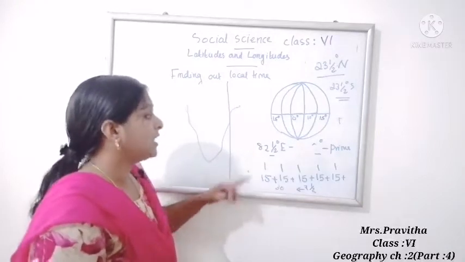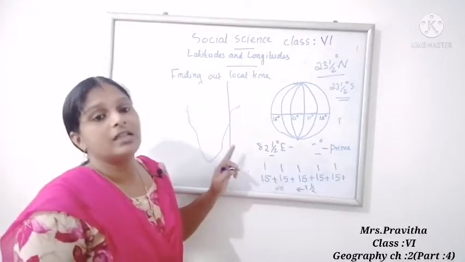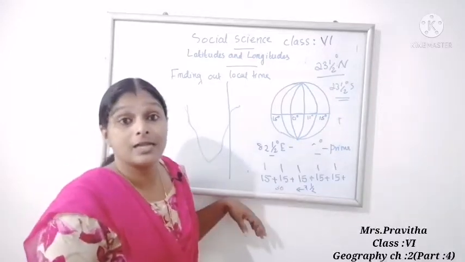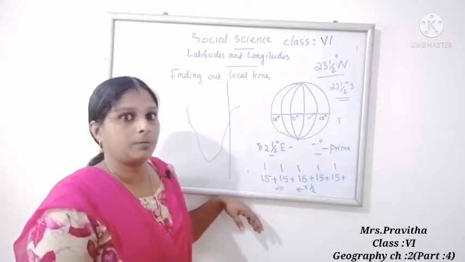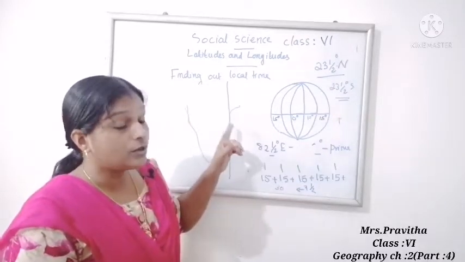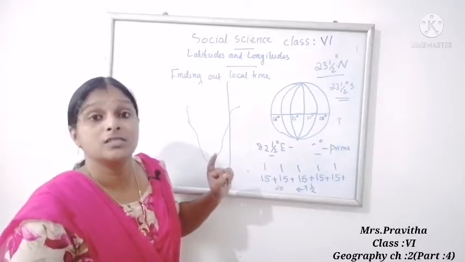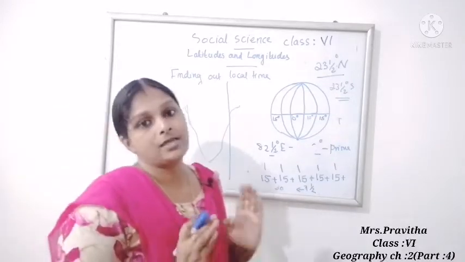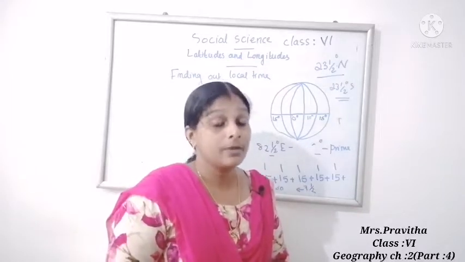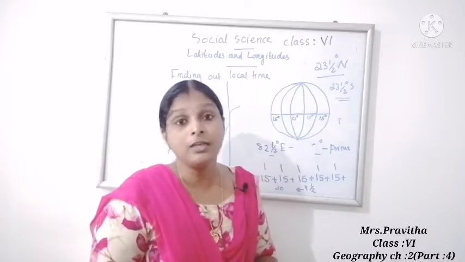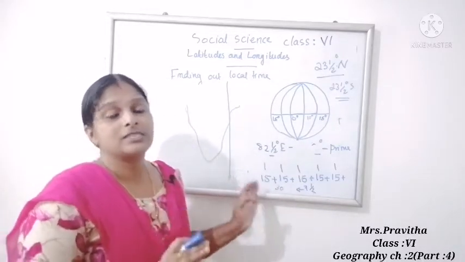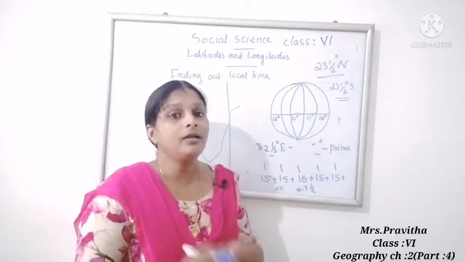So that is 82.5 degree east, and this 82.5 degree east longitude passes through Mirzapur near Allahabad in Uttar Pradesh. So a question will come: 82.5 degree east longitude passes through Mirzapur, near Allahabad in Uttar Pradesh. I think children, you understood what is the difference between Indian time and London time.